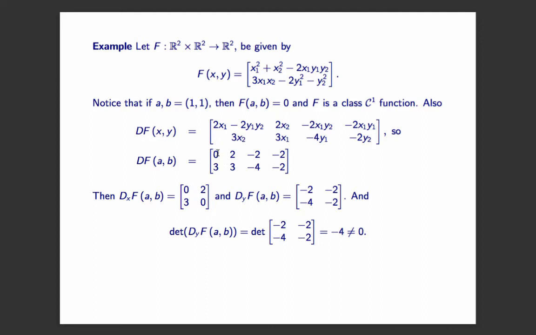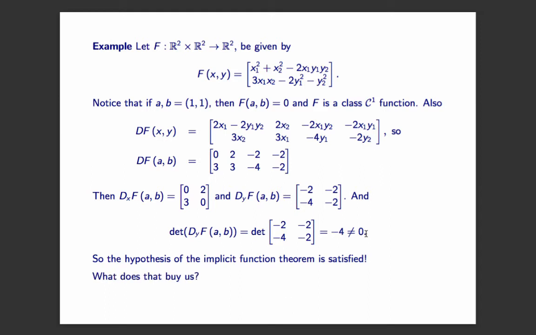Remember, the first 2 by 2 block is the derivative of f with respect to x, and I'm evaluating it at (a, b). And the second 2 by 2 block is the derivative of f with respect to y, again evaluated at (a, b). Now, this is the one that we want to be invertible. So let's compute the determinant to make sure it's non-zero. I get negative 2 times negative 2 minus 8, which gives me negative 4. Negative 4 is not 0. Okay, so the hypothesis of the implicit function theorem is satisfied.